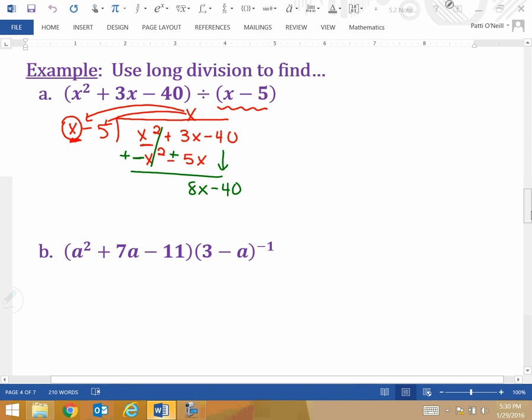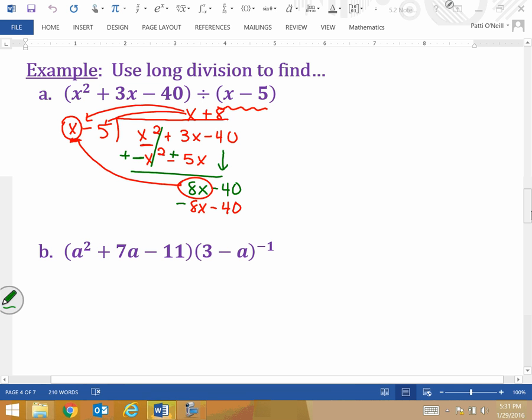Now we're going to go back to the divisor, and we're going to ask ourselves, what times x will give us 8x? And we know that that's positive 8. So we write that up on the quotient line, multiply the 8 by the x minus 5, and that will give us 8x minus 40. And we know that if we subtract, we change the signs and add.